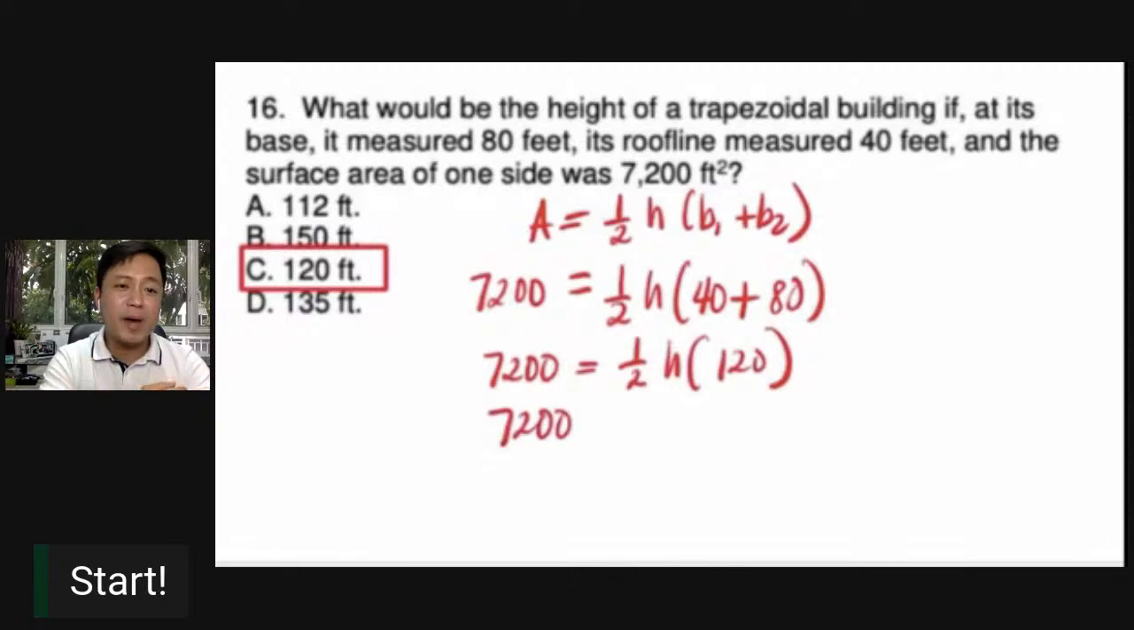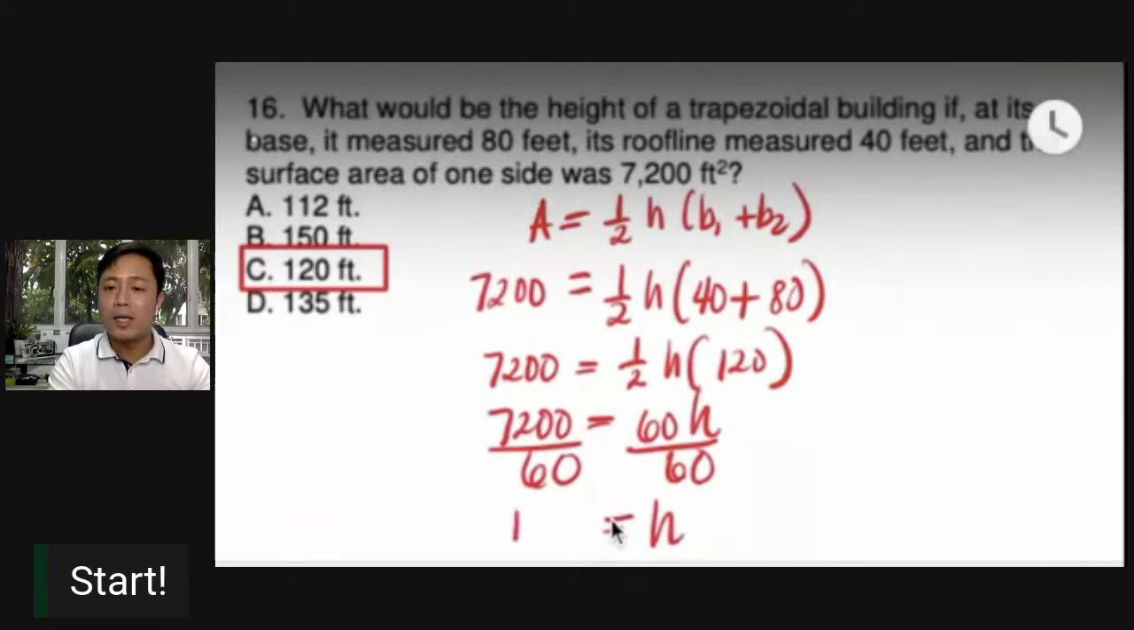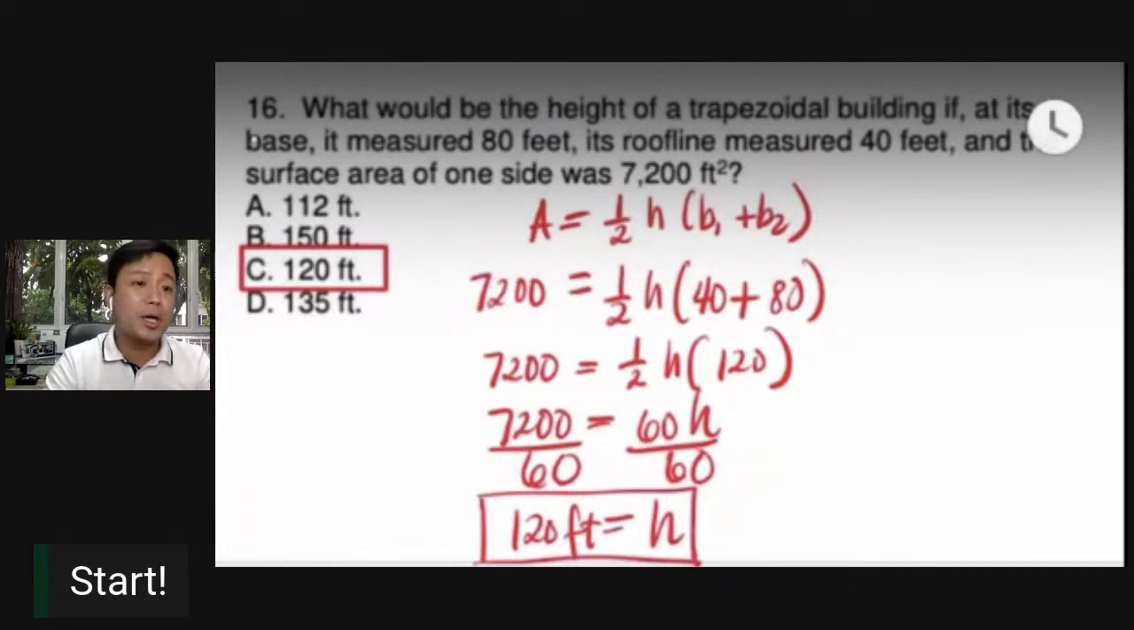To do this, it's better to just multiply 1/2 times 120, which is 60. So now we can divide both sides by 60. So the height of the trapezoid is 120 feet. So the answer is letter C. Looks like most of our answers are letter C at this time. But again, if you don't know, don't just put letter C.